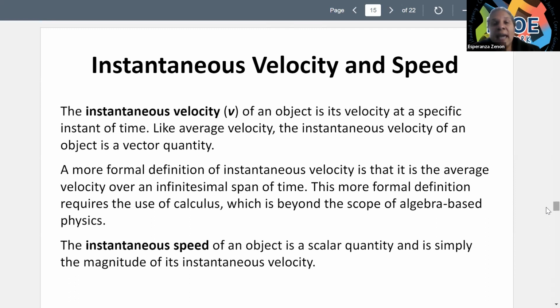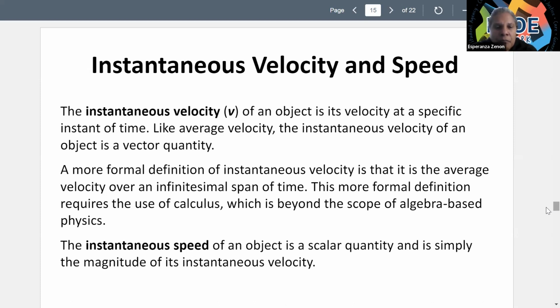Instantaneous velocity and speed. So average velocity and speed are different from instantaneous velocity and speed. What you can see is that average speed is looking at the trip that the object takes as a whole. But instantaneous velocity and speed is looking at one particular moment during the trip, at an instant, okay? So instantaneous velocity is the velocity at a specific moment, not for the whole trip, at a specific time during the trip, okay?